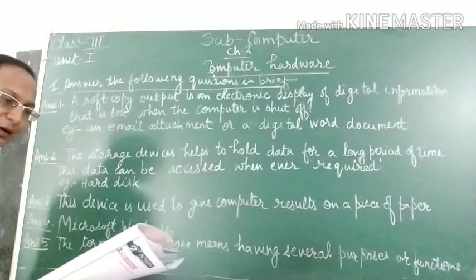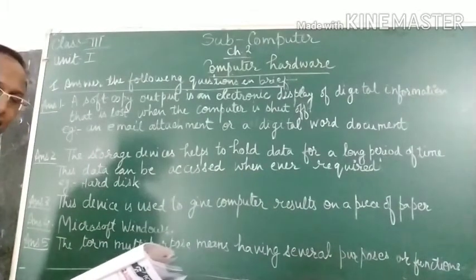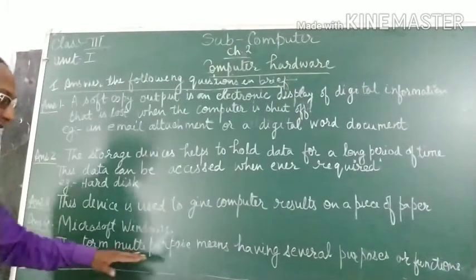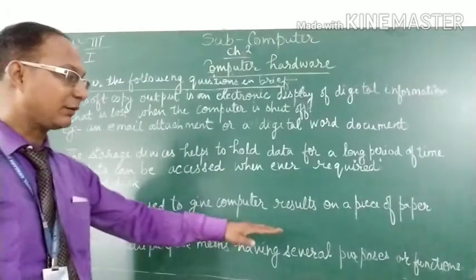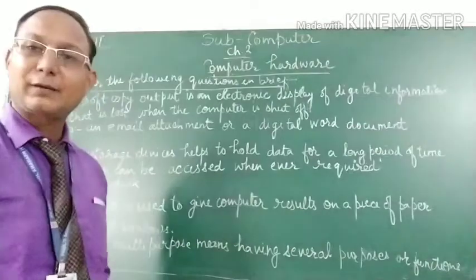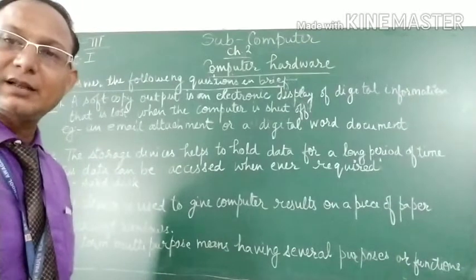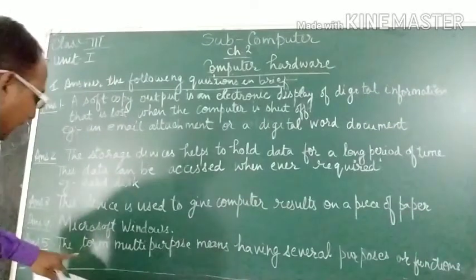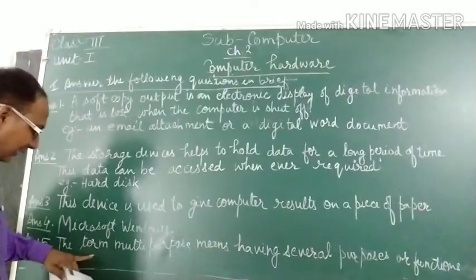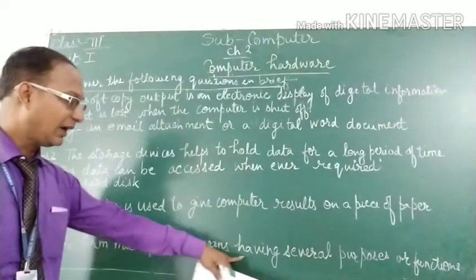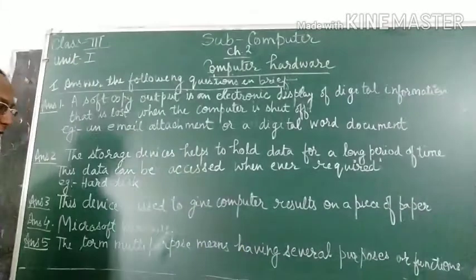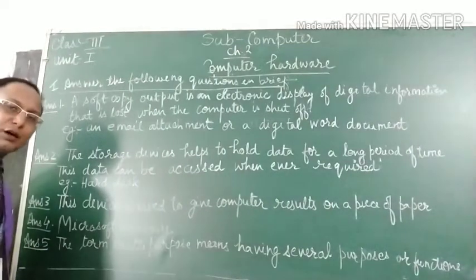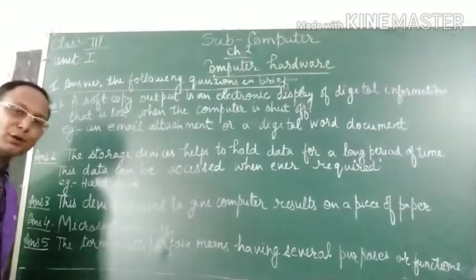Then the next question is, what do you understand by the term multi-purpose? The answer is the term multipurpose means having several purposes or functions. Means a computer can do many things at a time. Many works can be done at a time. This is known as multipurpose. So you will write the answer like the term multipurpose means having several purposes or functions. Okay, is it clear? Now note it down into your notebook with the questions from the book. Okay, students.